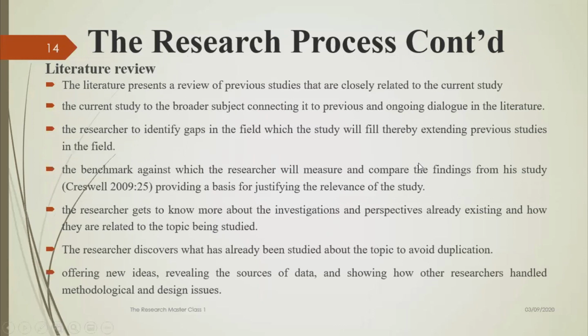So we look at the literature review. And this is another critical area when it comes to the research process, because your literature review should position your study in the broad or in the general subject area. And then your literature review is also derived from the objectives you set. So the literature review is a review of previous studies that are closely related to the current study.